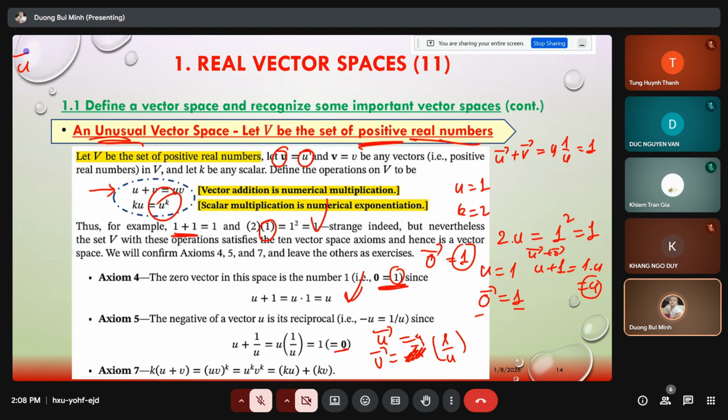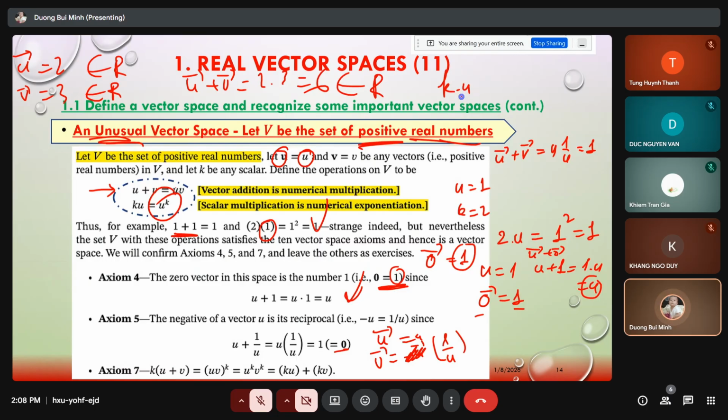So we say vector u is 2, which belongs to the real number set, right? We have vector v is 3, which also belongs to the real number set. So if we have u plus v, that means u times v. That means 2 times 3 is 6, which belongs to the real number set. Do you understand?